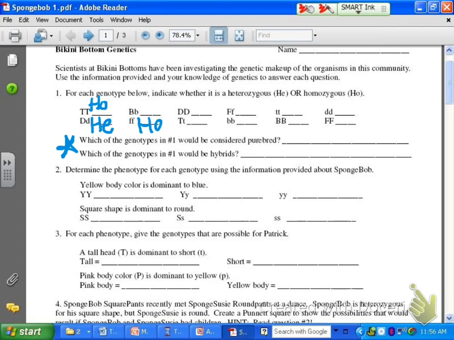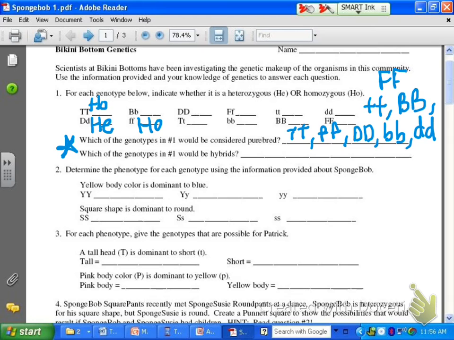TT. I'm hearing TT. Big T. Little f. Big D, I heard. You've got to list all of them. Little t. Big B. Little b's already up there, yes. Little d, and big F. Do I got them all? 1, 2, 3, 4, 5, 6, 7, 8. Good. Which of the genotypes in number 1 would be hybrids?